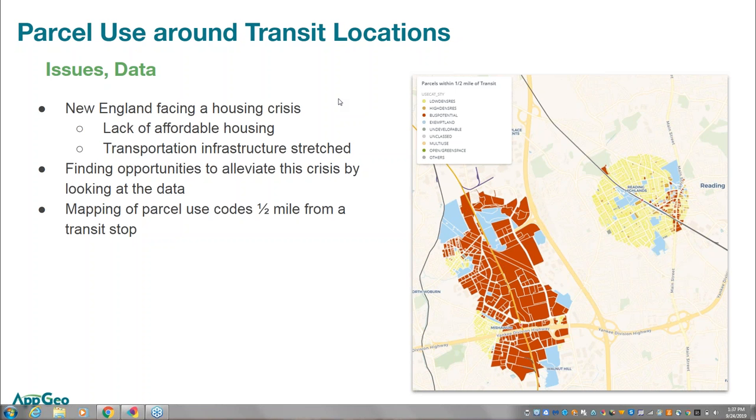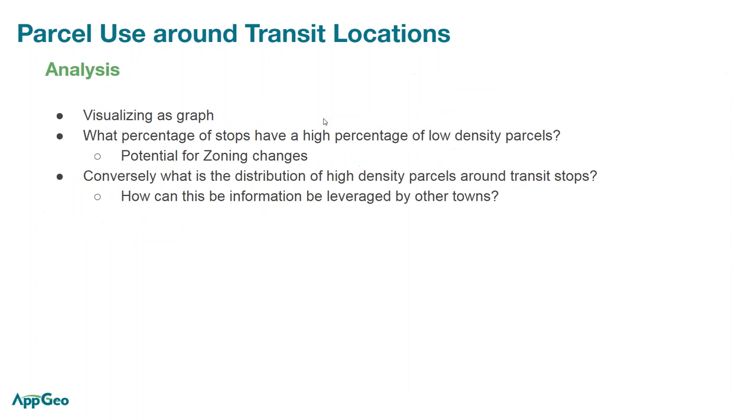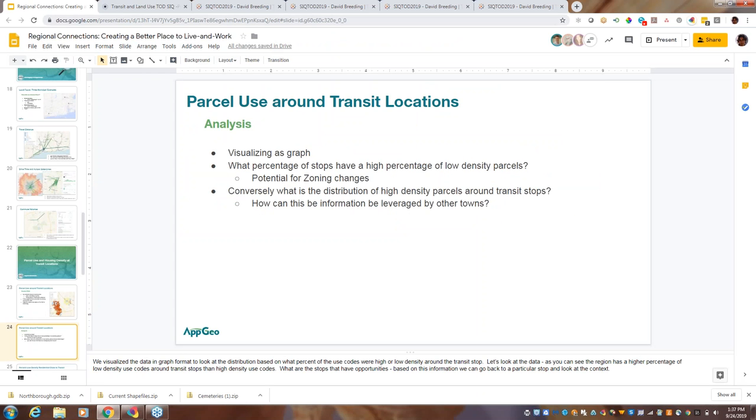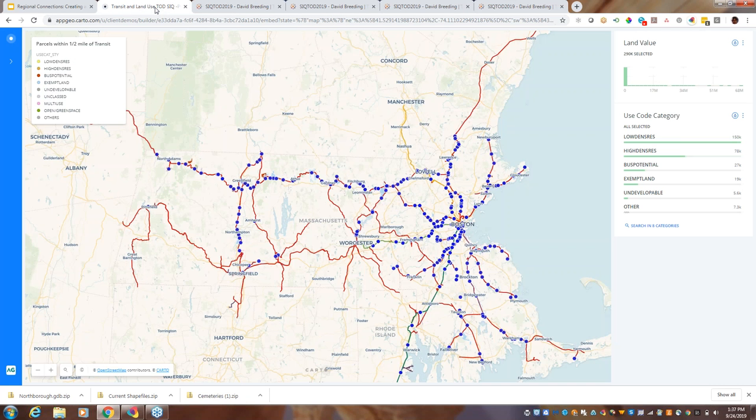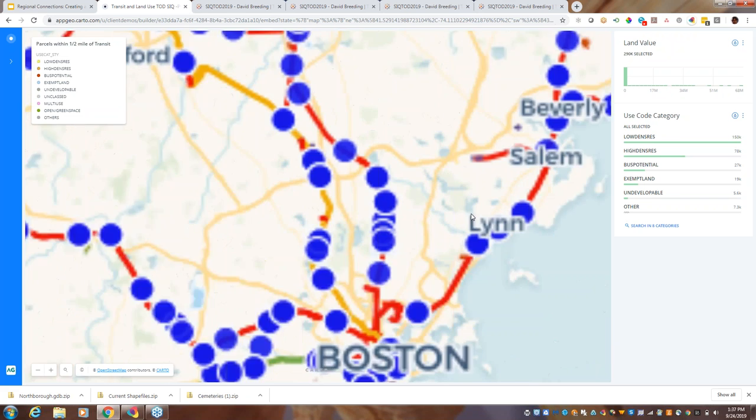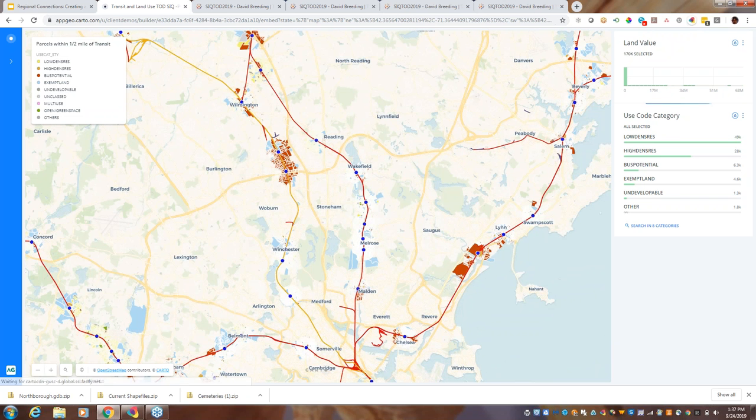So I'm going to just go into Carto again and show you what this looks like. This is the extent that we looked at, again, the region and all the transit stops, and we filtered the data around the transit stops for the parcels within a half a mile. I'm just going to zoom in a little bit to show you what it looks like on that very local level.